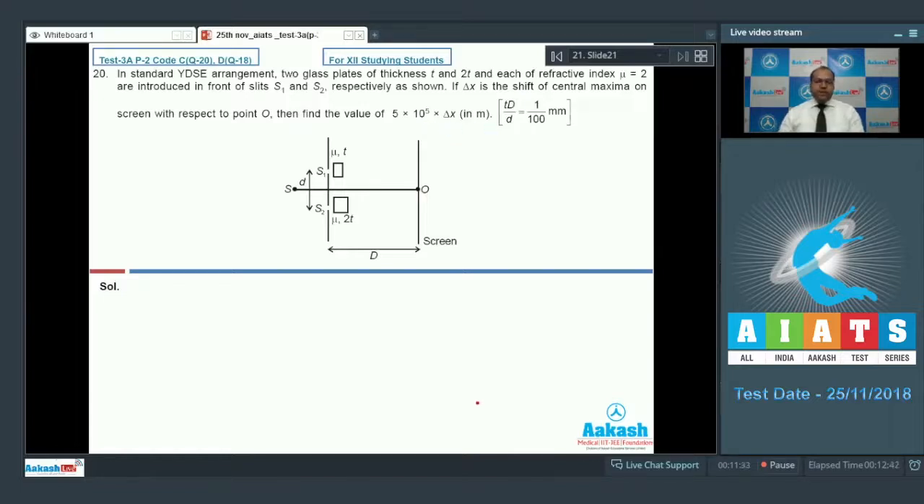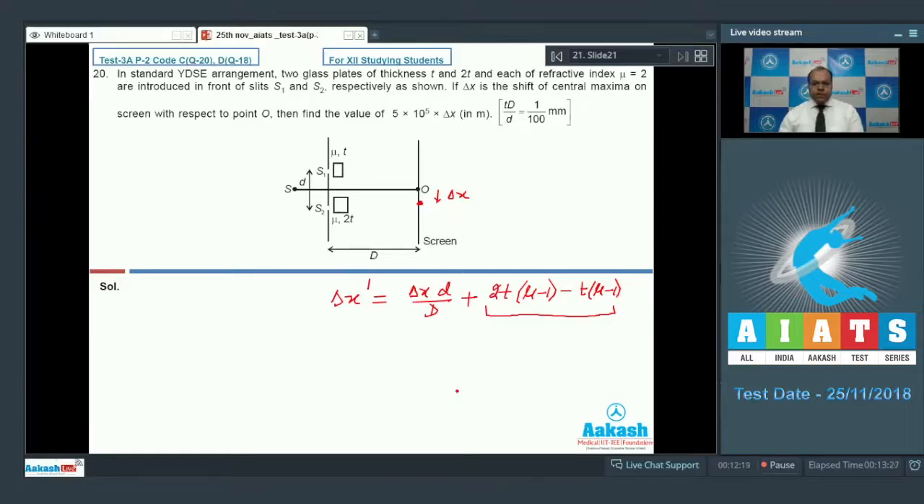So if I write the path difference for the central maxima, let the central maxima be at this point, and this is given delta x. So I can write path difference delta x dash for the central maxima is equal to delta x small d by capital D plus 2t into (mu minus 1) minus t into (mu minus 1). So this is the additional path difference due to introduction of these two plates.